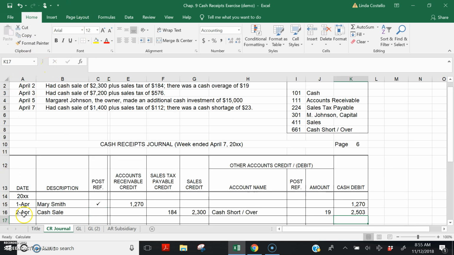Date, April 2nd. Description, cash sale. Sales tax payable credit, $184. Sales credit, $2,300. In the columns provided for other accounts, the account name is Cash Short and Over, and the amount is $19. Then debit cash 2503.